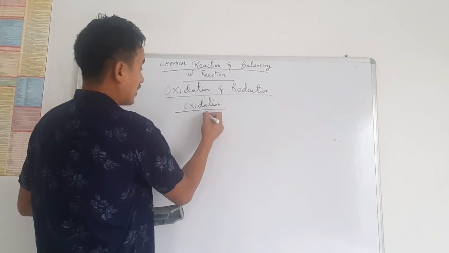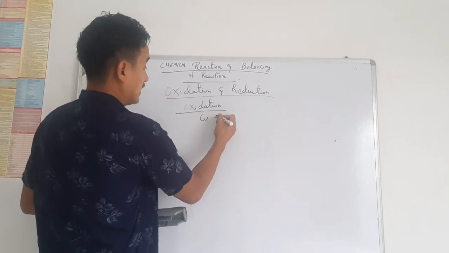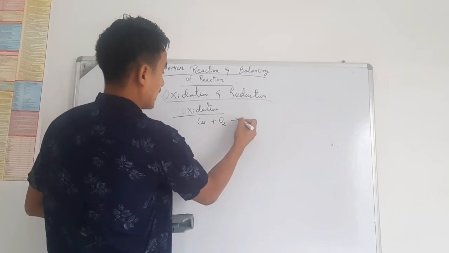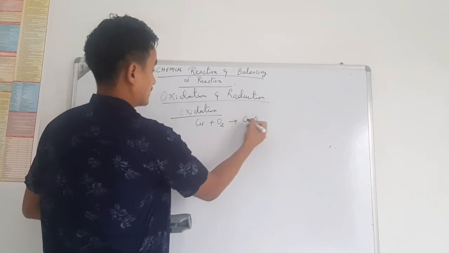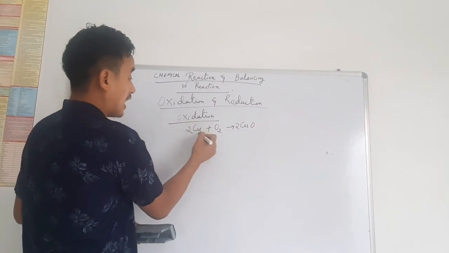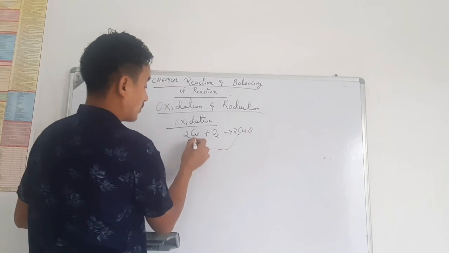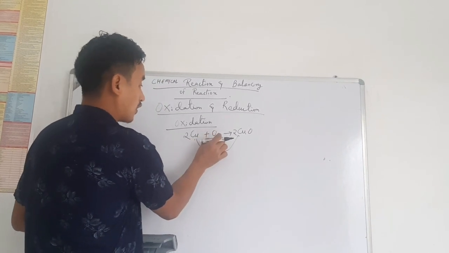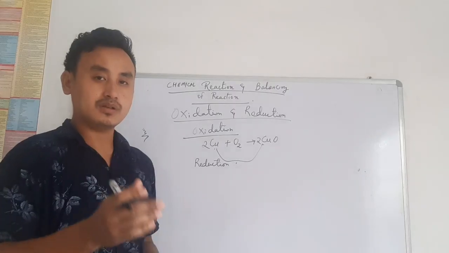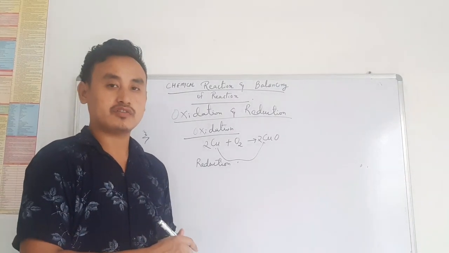Oxidation. So when we have copper burning in oxygen, we get copper oxide. That means this particular copper has absorbed or gained oxygen, which is called oxidation. We'll see the example of reduction.